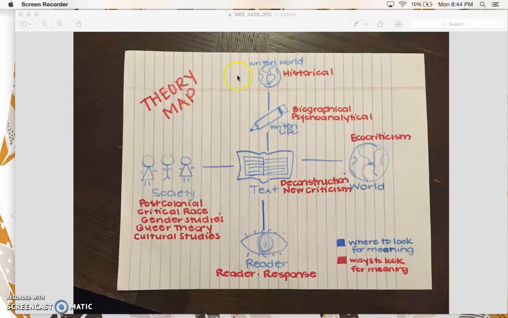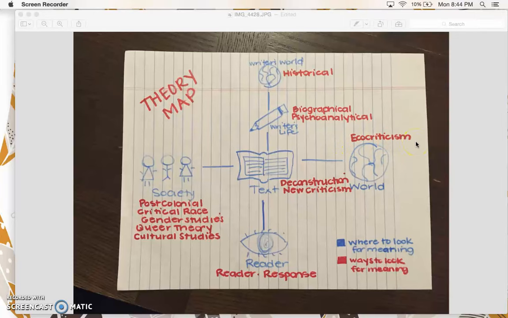Okay, so if we're not going to focus on the author, perhaps we want to know about the world. And when we say world, I mean just the physical world, excuse me. I don't mean the society that's over here. I don't mean the people. I mean nature, the physical landscape of the world. How does the text teach us about the world?